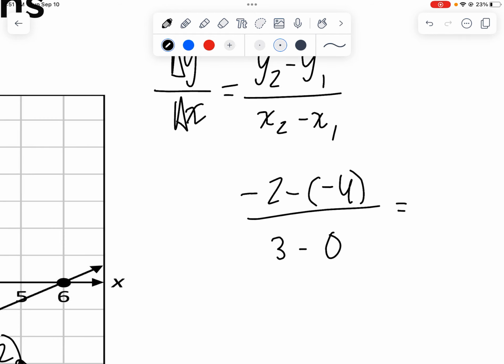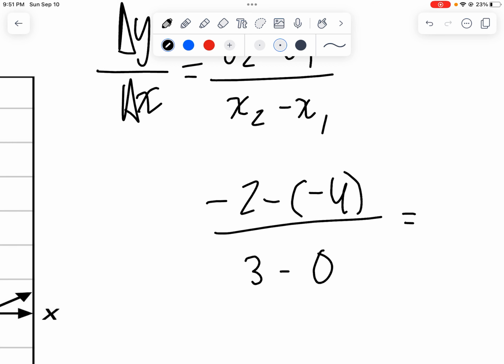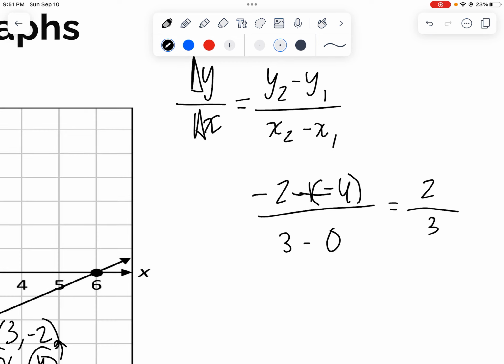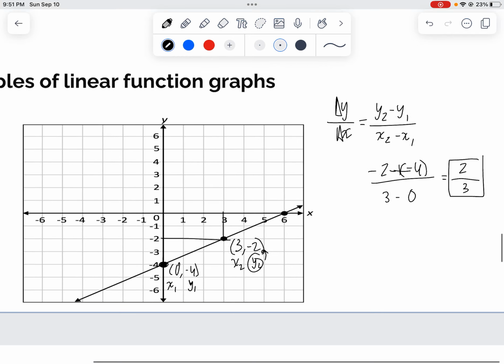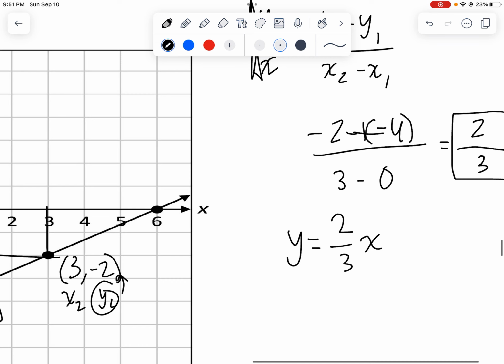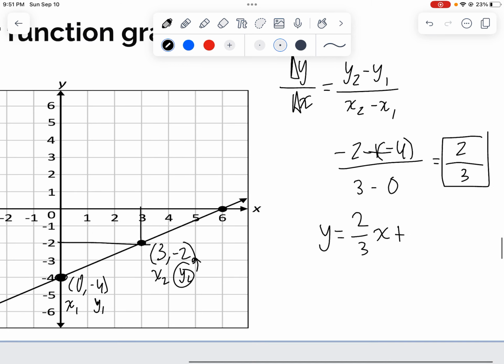So now I would actually get the slope. -2 minus -4 is the same thing as -2 plus 4. -2 plus 4, what is that? It's 2. All right, and then 3 minus 0 is 3. So this is our slope, this is our m value. So now we can make this 2/3 x plus whatever our y-intercept is.